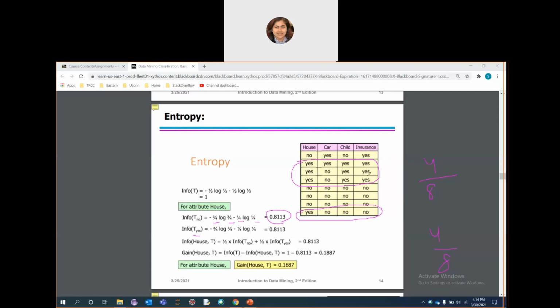How many yes with yes of insurance? 3 by 4, 3 by 4. And how many yes with no? The reverse of that. That will be 1 by 4 log 1 by 4. And this is the info calculated.